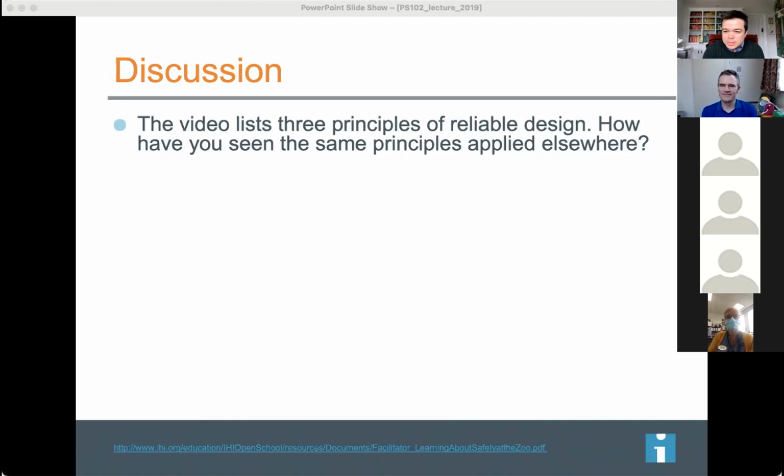Red and green streams in primary care settings for COVID-19 swabbing. Sorry, I can't remember your first name. You want to comment on that?